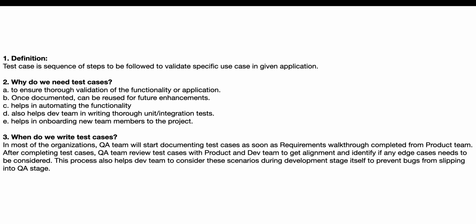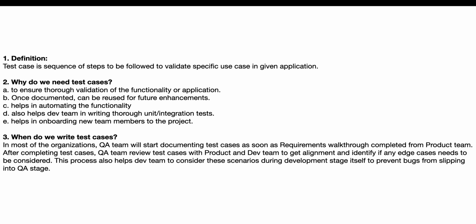In most organizations, the QA team will start documenting test cases as soon as the requirement walkthrough from the product team is completed. For any project, once the requirements are finalized, the product manager will give a detailed walkthrough of each requirement to the QA and dev teams, so that the dev team can plan their development activities. At the same time, QA can start planning their QA activities, like preparing the test plan and documenting test cases.